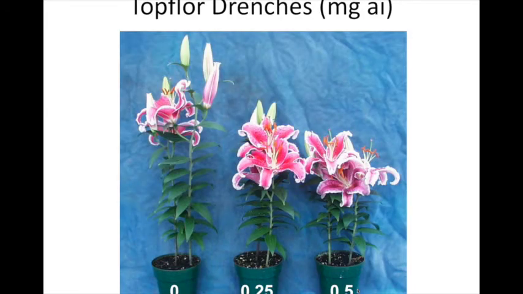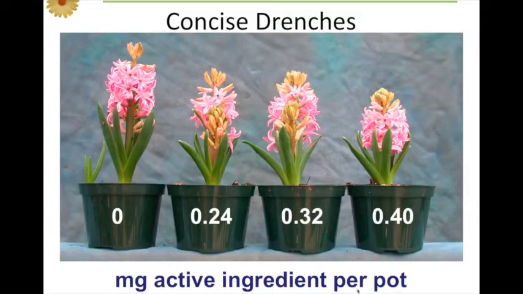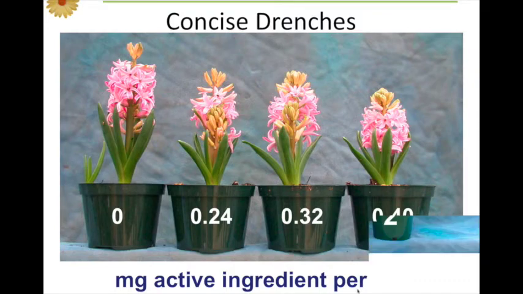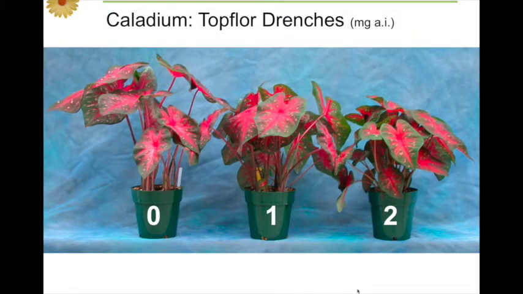Topflor drenches here, looking at Stargazer lilies, about 0.25 milligrams AI is a good rate to hold the plants down and get good coloration on those. I showed this earlier in the morning, Concise drenches, just to hold down that stretch in post-harvest with Concise, using the rates in the middle range there. Topflor, we did the work looking at caladiums.